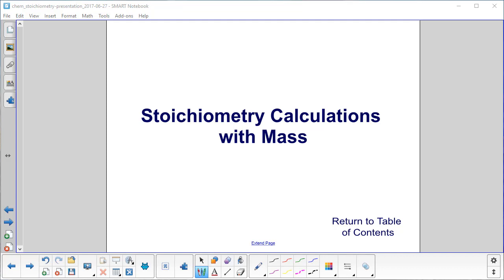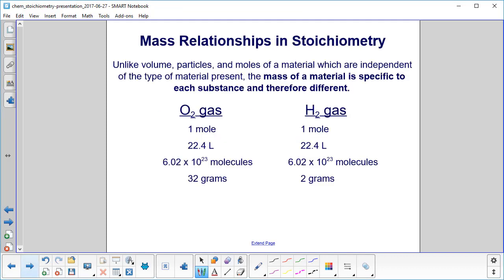Stoichiometry calculations with mass. Unlike volume, particles, and moles of a material, which are independent of the type of material present, the mass of a material is specific to each substance and therefore different.